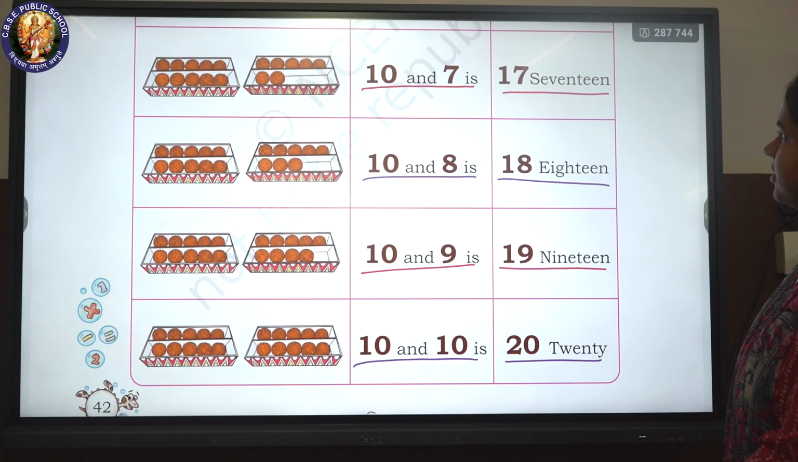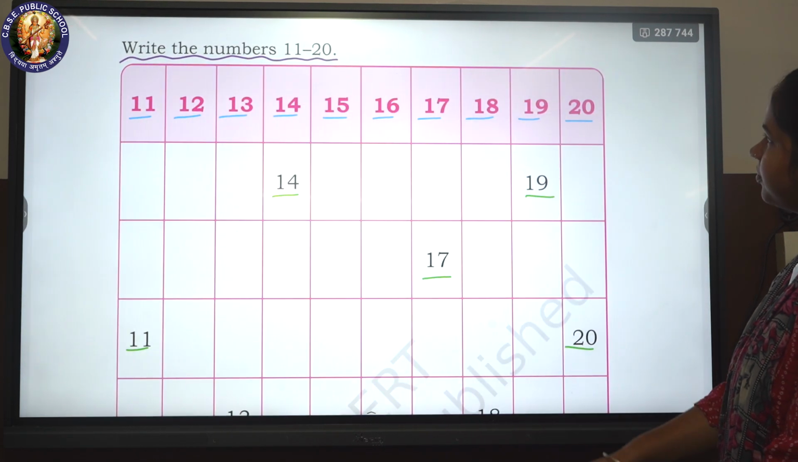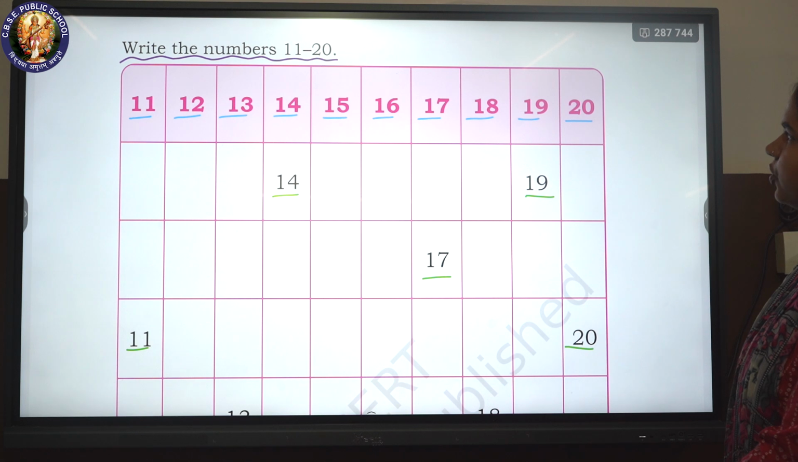10 and 7 is 17. 10 and 8 is 18. 10 and 9 is 19. 10 and 10 is 20. Write the numbers 11 to 20.